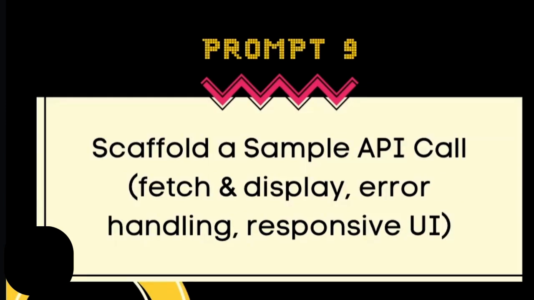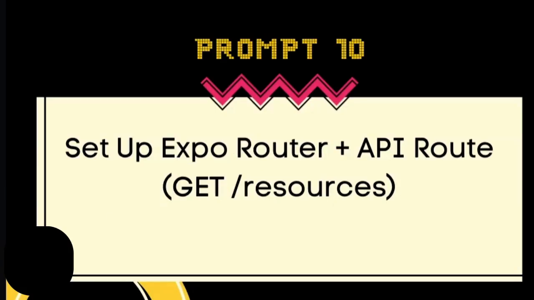Next, have it scaffold a sample API call: fetch and display, error handling, and responsive UI. This gives you a working pipeline from your app to start using live data early in your development. That means you can test real-world scenarios quickly and spot API issues before you build a ton of features and discover that you have some broken data. Next, let's have Replit set up Expo Router and API route. This keeps your code organized, and you won't end up with a messy code base because you've structured your navigation and backend calls in a clean, predictable way.